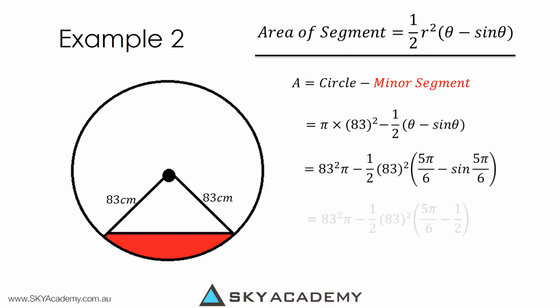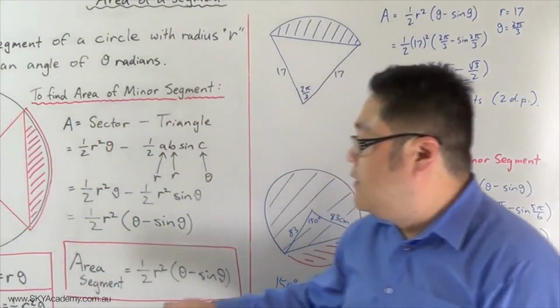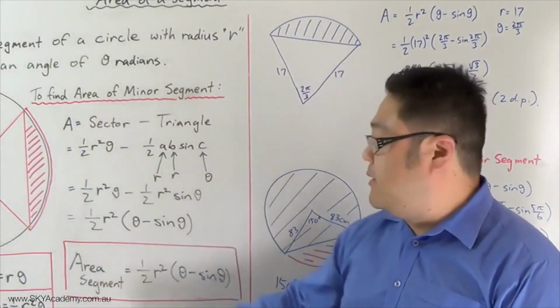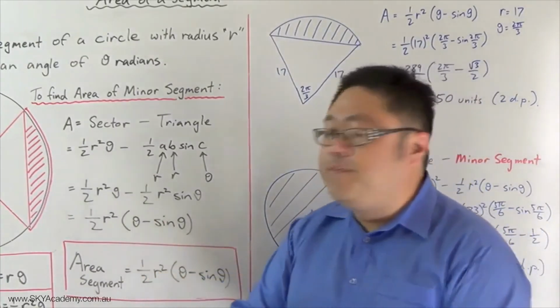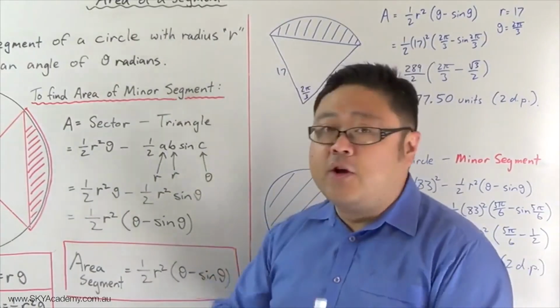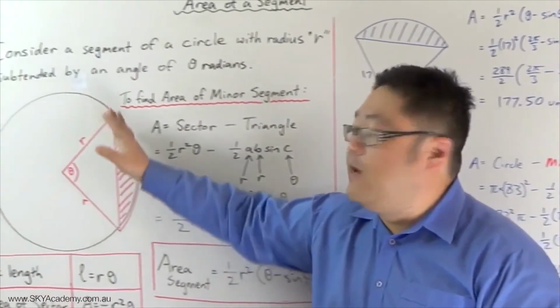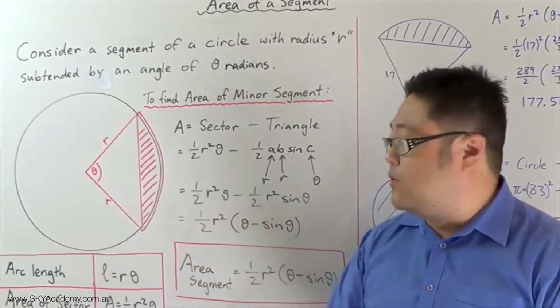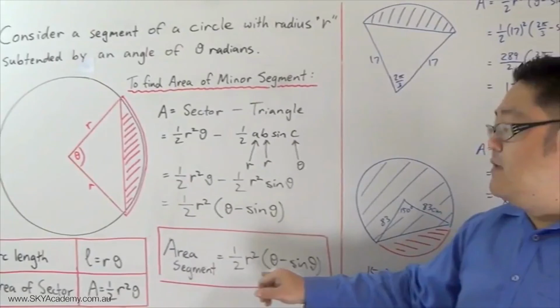So this is how you do questions that involve segments. You really need to understand that the area of a segment is basically this formula here. So this wraps up the nice little tangent that we went on to work out the various features of a circle: the arc length, the area of a sector, and the area of a segment.